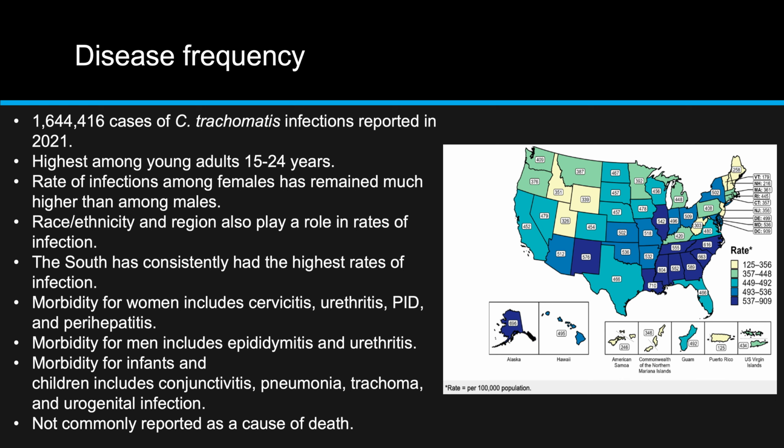The morbidity of this infection for women usually includes cervicitis, urethritis, pelvic inflammatory disease, and perihepatitis. For men, it's usually epididymitis and urethritis. Some can be seen in both men and women and include oropharyngeal infection, rectal infection, and reactive arthritis. The morbidity for infants and children is usually conjunctivitis, pneumonia, trachoma, and urogenital infection. Chlamydia infections are not commonly reported as a cause of death, but they can cause ectopic pregnancy, and if left untreated, they can lead to significant internal bleeding and death.